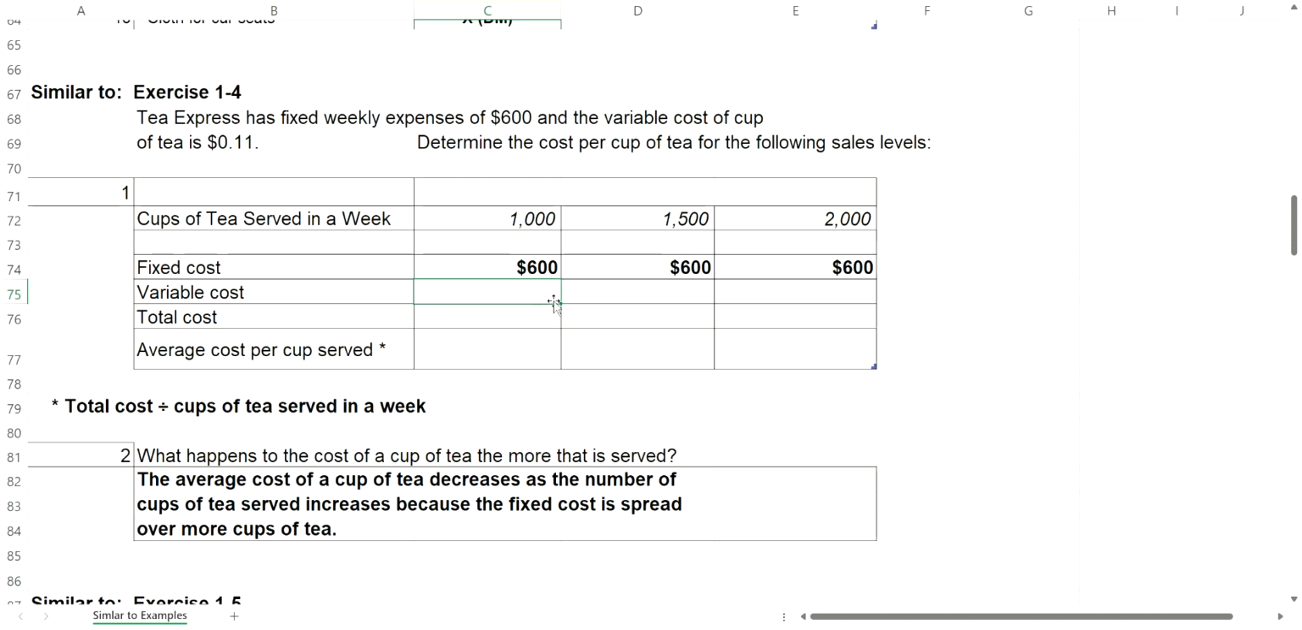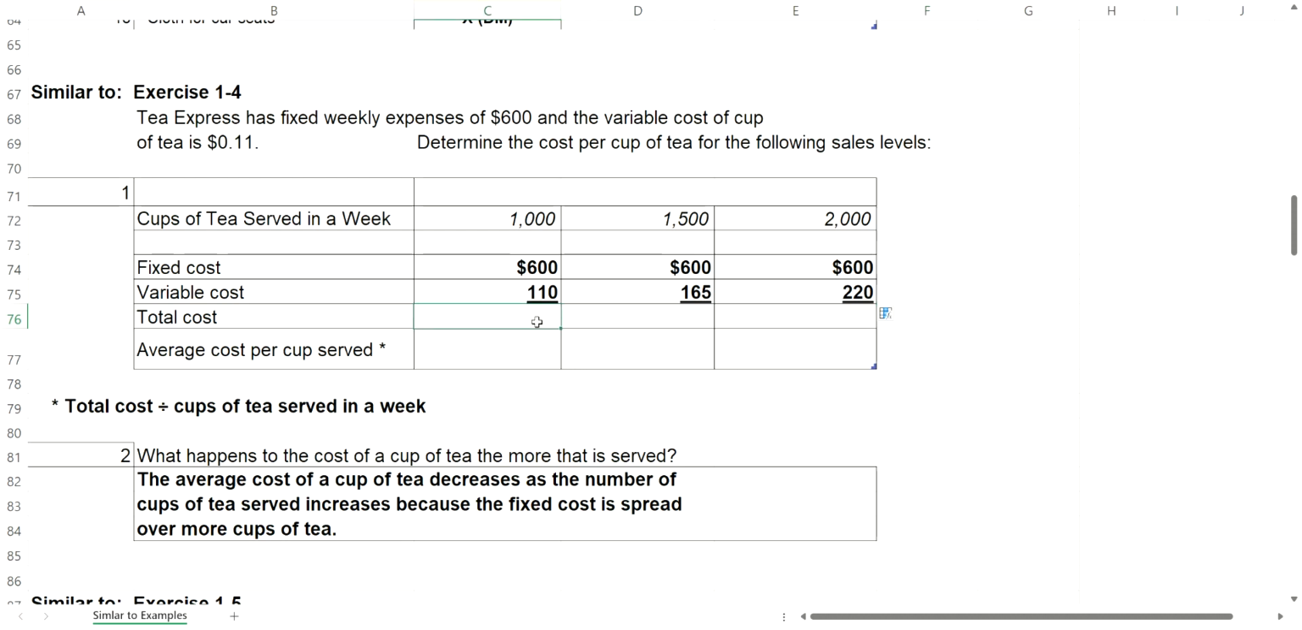So at the 1,000 level, I will take 11 cents, the cost per cup of tea, times 1,000, the number of cups sold. So the variable cost would be 110. At the 1,500 level, I will take 11 cents times 1,500, and my variable cost is 165. At the 2,000 level, I will take 11 cents times 2,000, and my variable cost is 220. It increases the more cups of tea I sell.